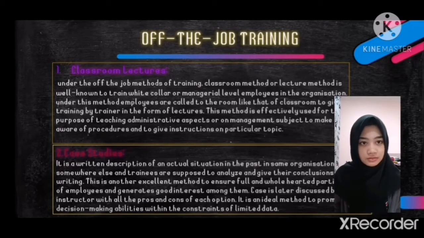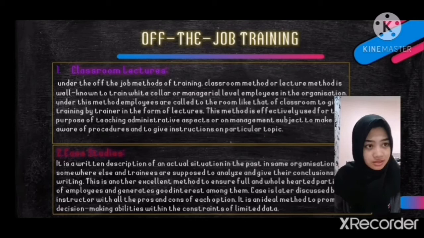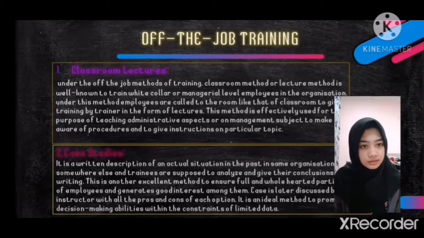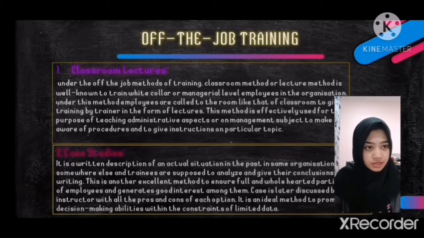Under the off-the-job methods of training, classroom method or lecture method is well known to train white-collar or manager-level employees in the organization. Under this method, employees are called to a room like that of a classroom to be trained by a trainer in the form of lectures. This method is effectively used for teaching administrative aspects or management subjects, to make employees aware of procedures and to give instructions on a particular topic. So that's number 1, classroom lecture.